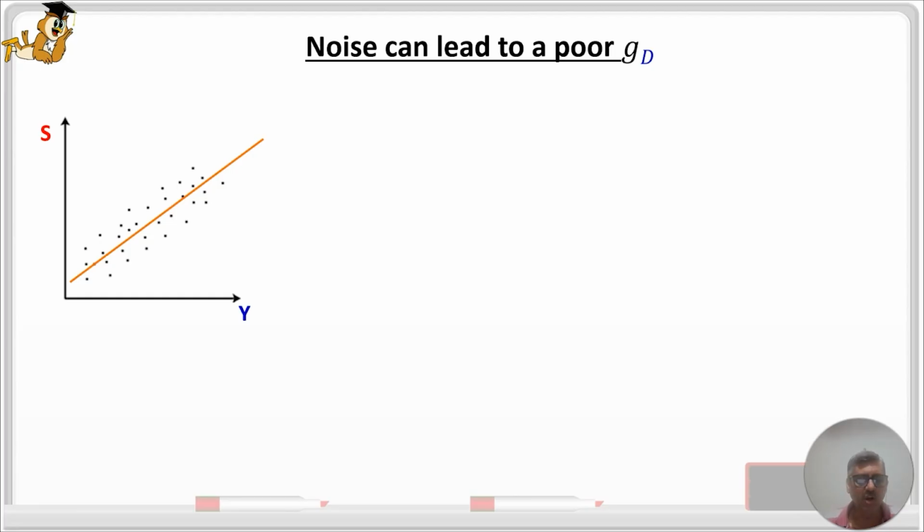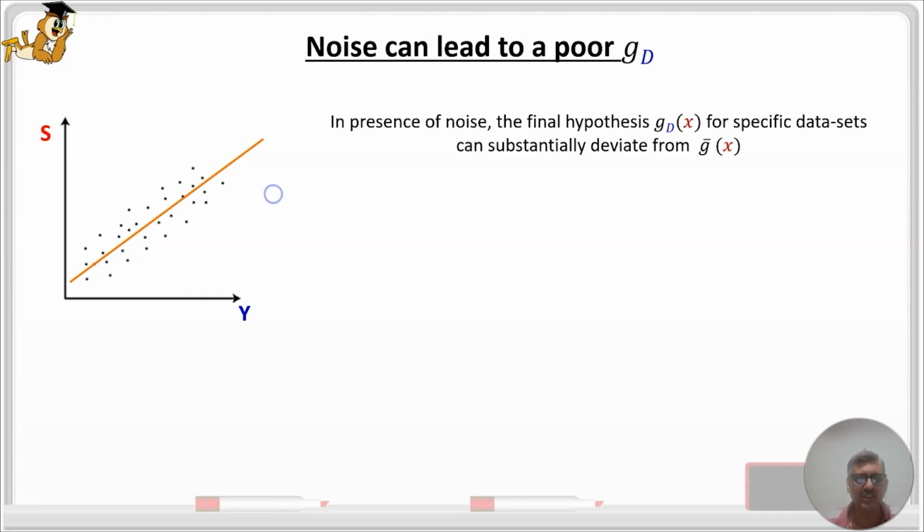This was the linear model that we talked about. Now imagine a few extreme conditions. In the presence of noise, the final hypothesis GD of x for specific data sets can substantially deviate from G bar of x. This is what I am going to try and show you with some examples. Why does noise damage GD of x so much? Why does your final hypothesis for specific data sets get heavily damaged due to noise? I'm just going to give a few examples so that you can develop an understanding for the bad effect of noise.